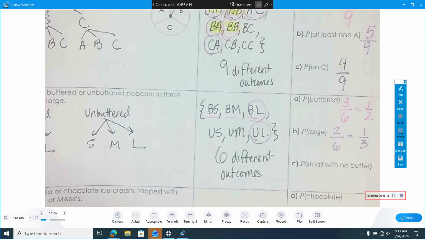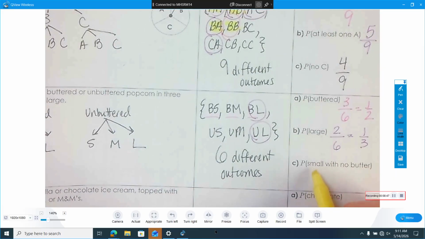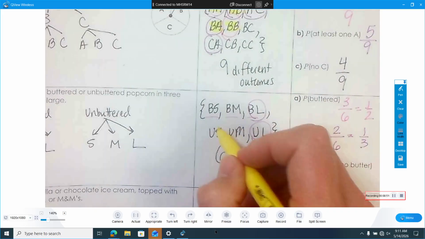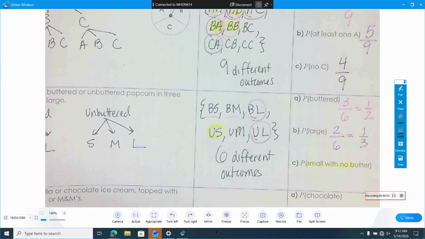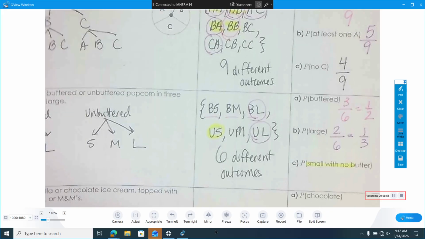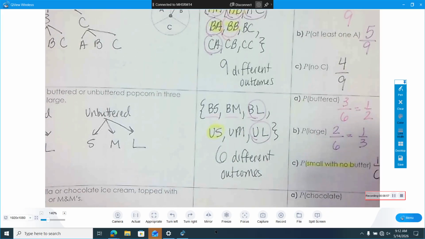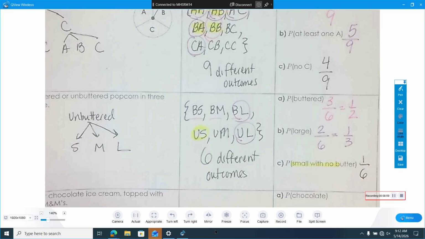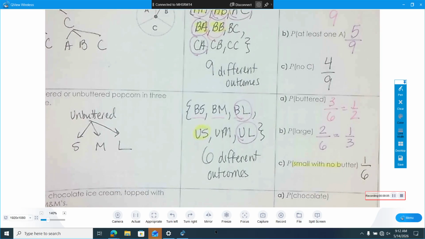What about the last one here? The probability of a small with no butter. 1 out of 6. Right there is the small with no butter. So that is just 1 out of 6 for that one. All right. Small with no butter. Unbuttered small.